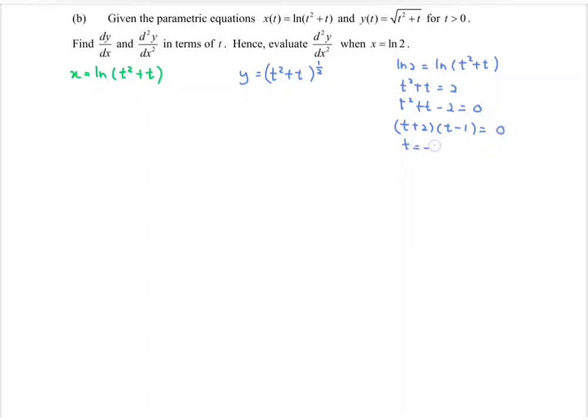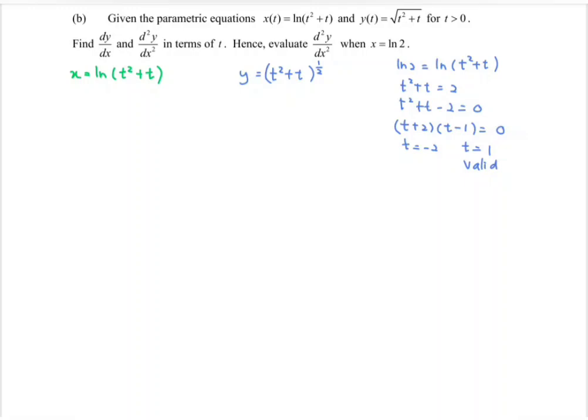So t equals negative 2, t equals 1. Kindly refer to the question. They mention that t must be greater than 0. So t equals 1 would be valid, but not t equals negative 2. Continue with the situation.